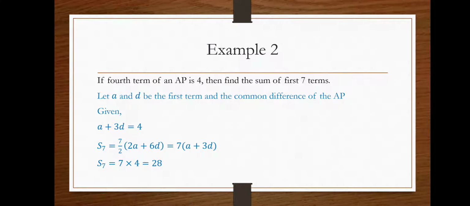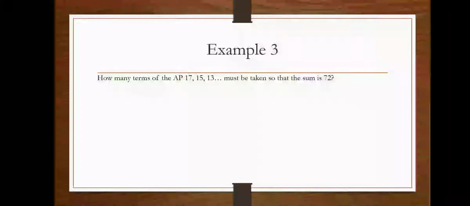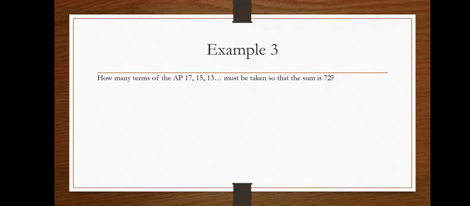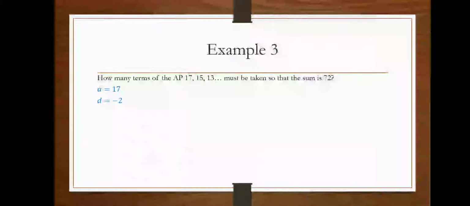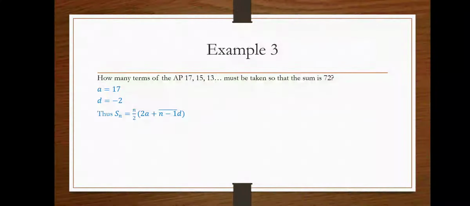Number 3. How many terms of the AP 17, 15, 13 and so on must be taken so that the sum is 72? So to begin with, first we need to identify the first term and the common difference. Once we have done so, we need to put it into the formula of Sn. Now we know the value of Sn, we know the values of a and d, but we don't know the value of n. So let that be. Let us do the calculation and find out.